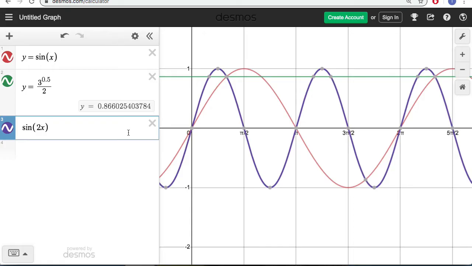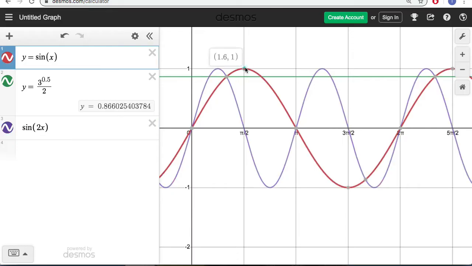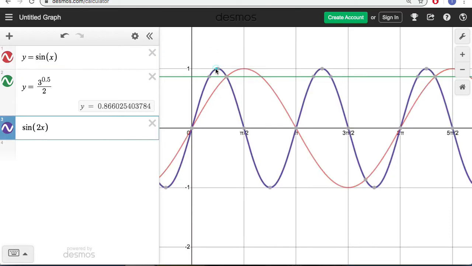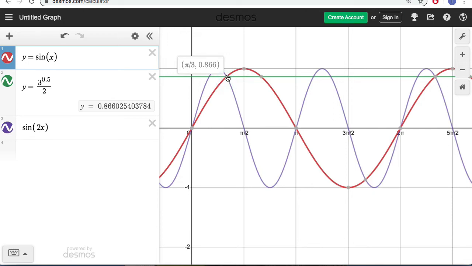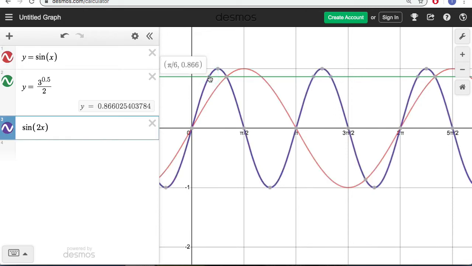And how are these graphs related? Well, this one is a horizontal compression by a factor of a half. So each of the points, like this point right here, this max, is now half the distance to the y-axis, right? Instead of it being at pi over 2, for the graph of sine of 2x the max is at pi over 4. It's half the distance. So how is that going to relate the answers? Well, this answer, pi over 3, is now going to be over here at pi over 6, and so on. So the answers are cut in half.